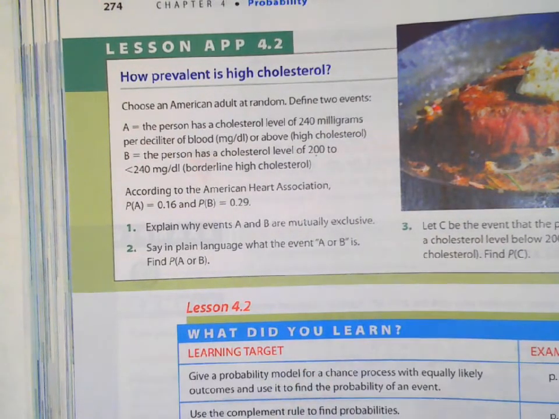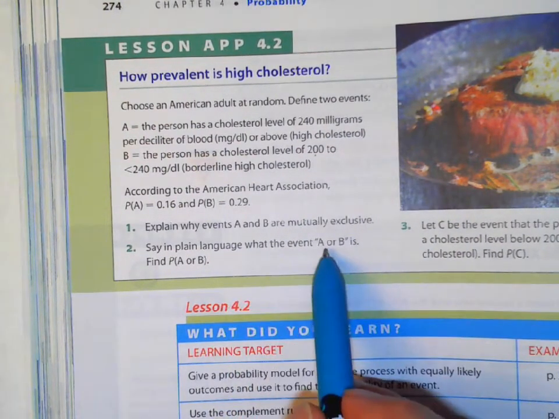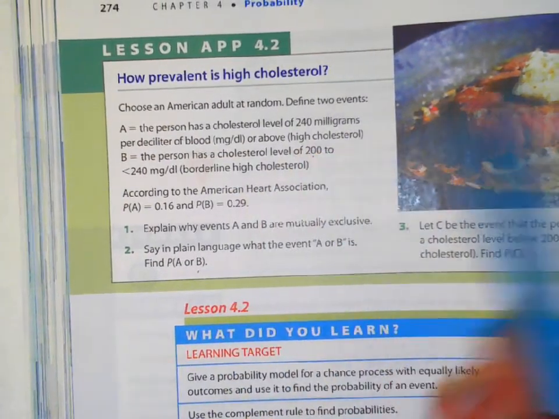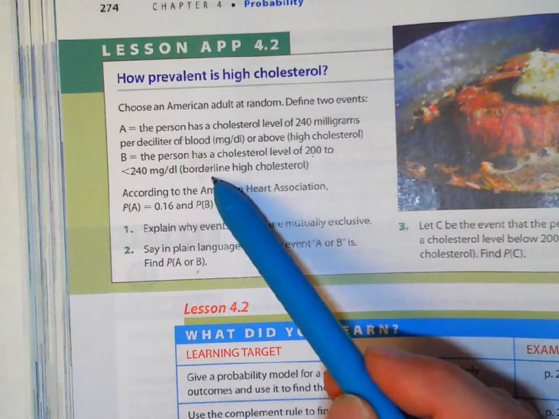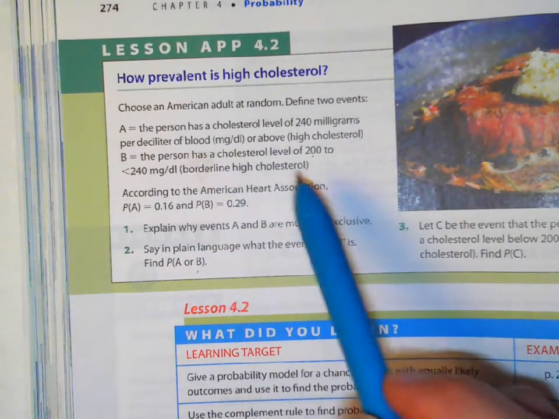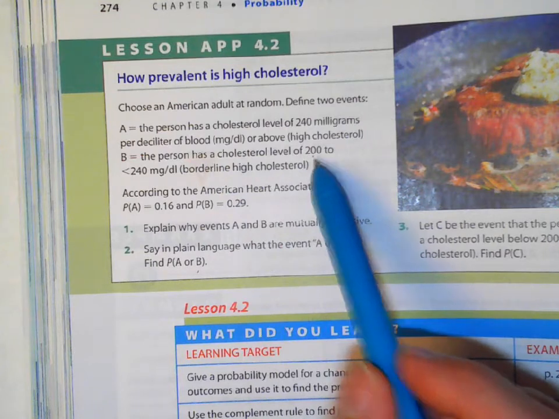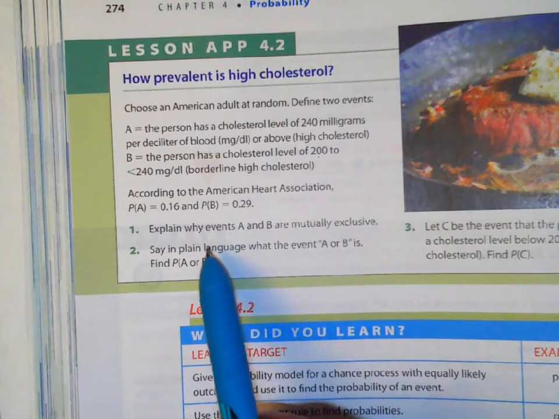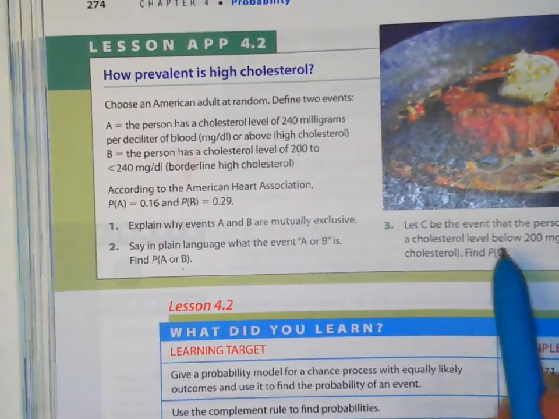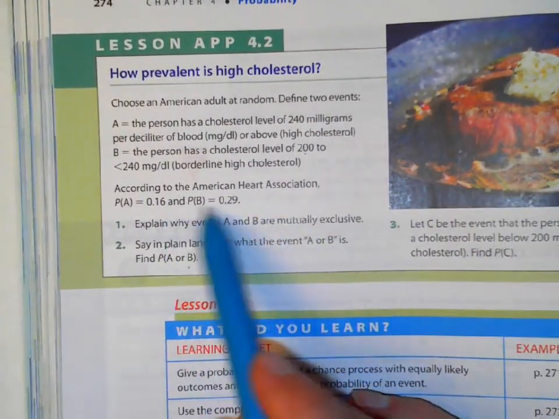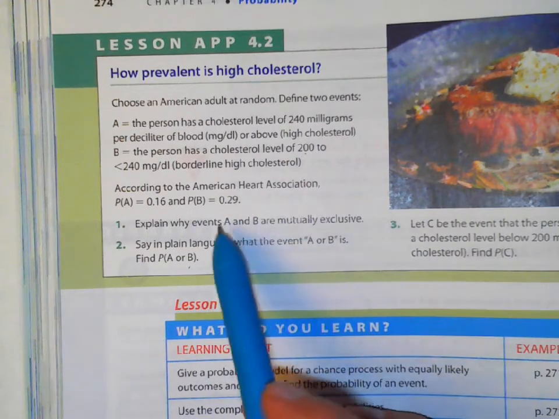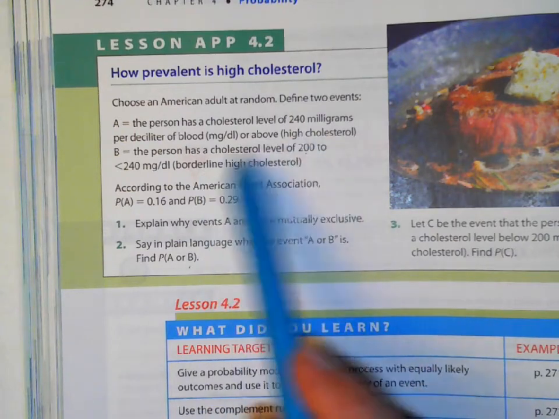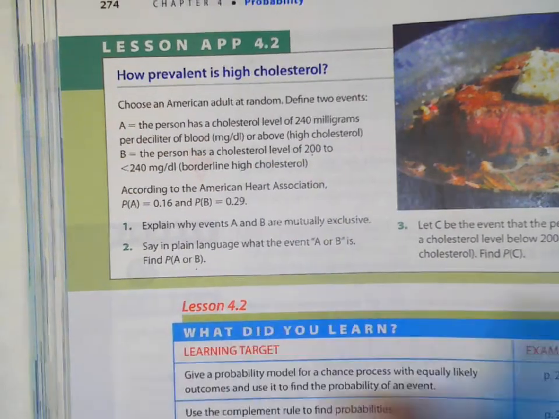In plain language, what does event A or B mean? If I want to find the probability of A or B, what's the probability that somebody is in this category or this category? What's the probability that if I pick a random person, they have a cholesterol level of 200 or more? I can just add those together, so it'd be 45%. 45% of people have borderline or high cholesterol levels.